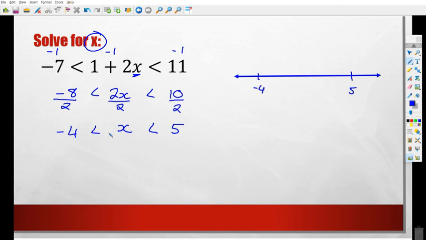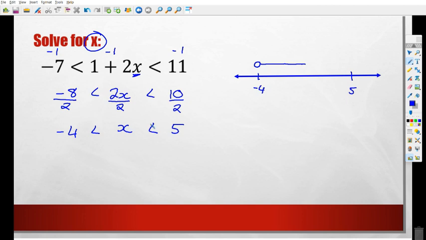Now let's analyze. They say that -4 is smaller than x, or x is greater than -4. Is it including -4 here? No, so I'm going to draw a circle. And x is greater than -4, so where is x here? To the left or to the right? To the right. x is greater than -4 to the right.